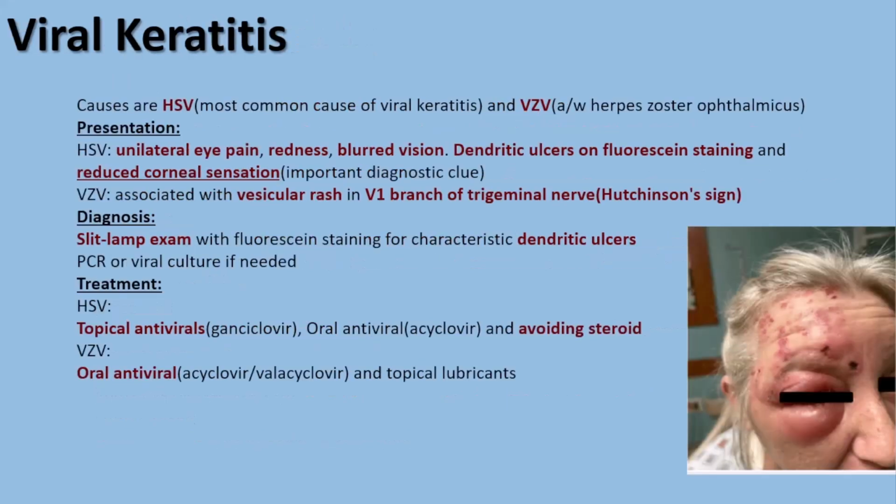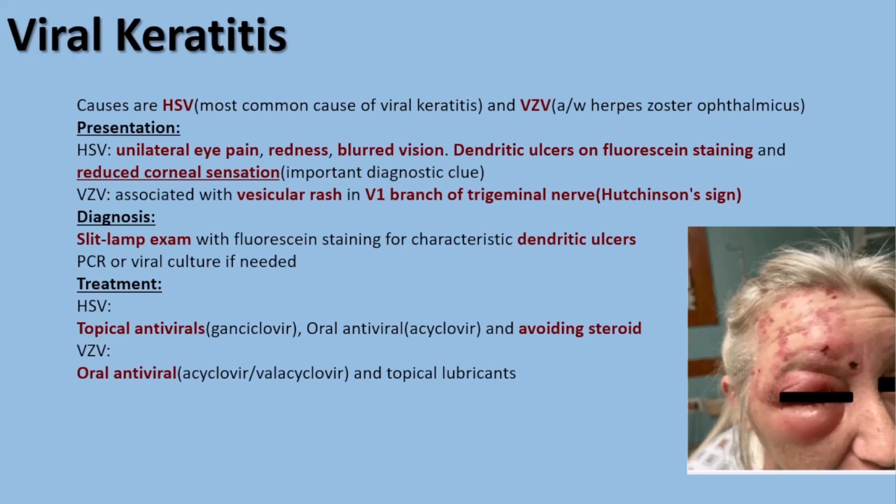Now let's talk about viral keratitis. In viral keratitis, we have two main viruses: Herpes simplex virus, which is the most common cause of viral keratitis, and Varicella-Zoster, which is associated with Herpes zoster ophthalmicus. The presentation with Herpes simplex virus is unilateral eye pain, redness, and blurry vision, but note that we do not have purulent discharge, and on fluorescein you are going to see dendritic ulcers. Also, the patient is going to have reduced corneal sensation, which is a very important diagnostic clue.